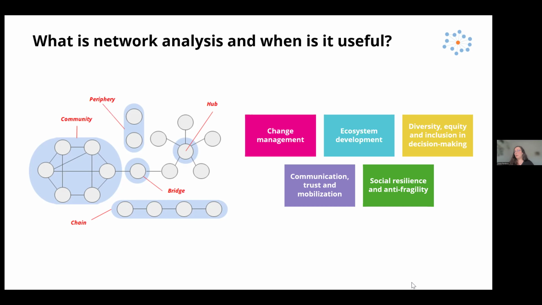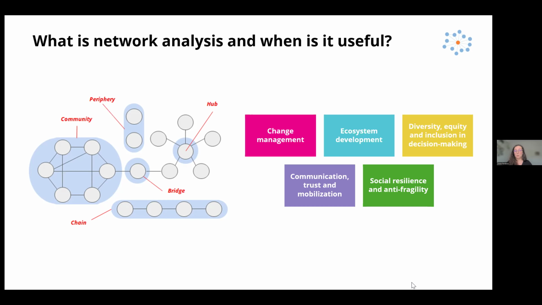Or if we are doing a network analysis within a community that we want to become more resilient, then we would understand what are, let's say, the organizations that are part of that particular ecosystem. How do they collaborate together?